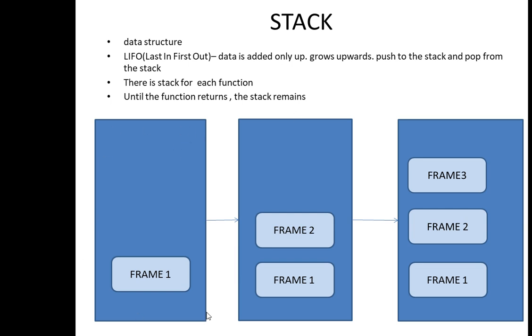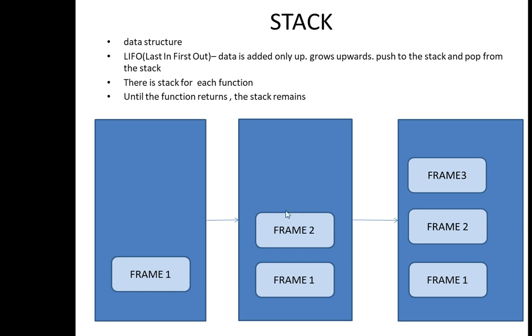This diagram indicates, suppose function 1 is being called. When function 1 is called, a stack frame, frame 1, is created, and it will be allocated space in memory. As long as the function is being executed, this frame 1 will be there in the memory. Let's say inside function 1 another function is called.